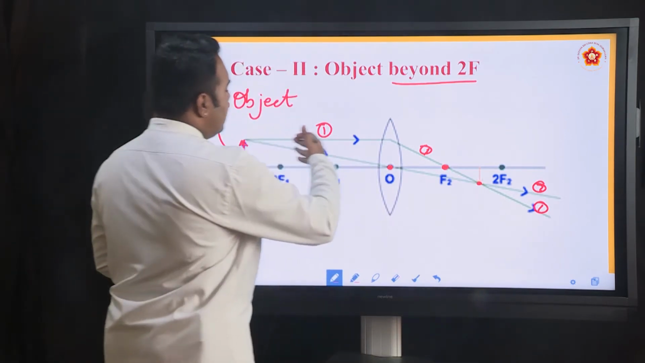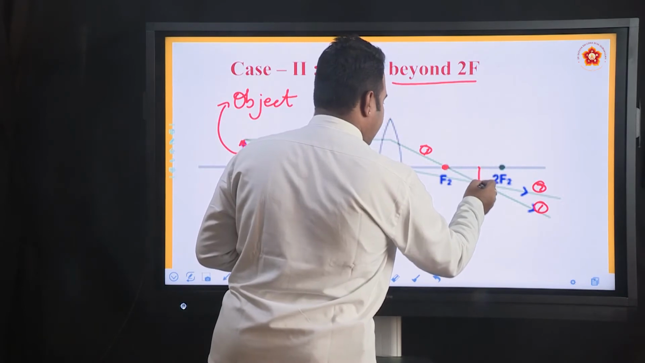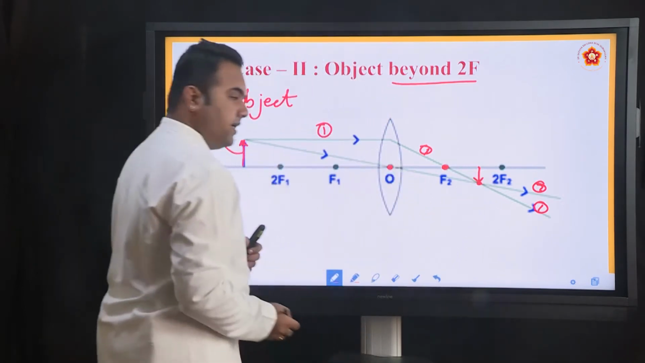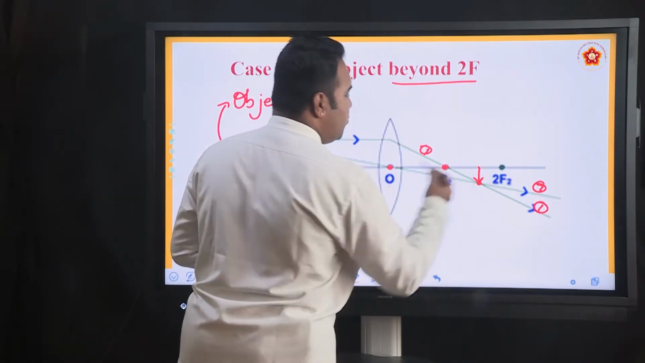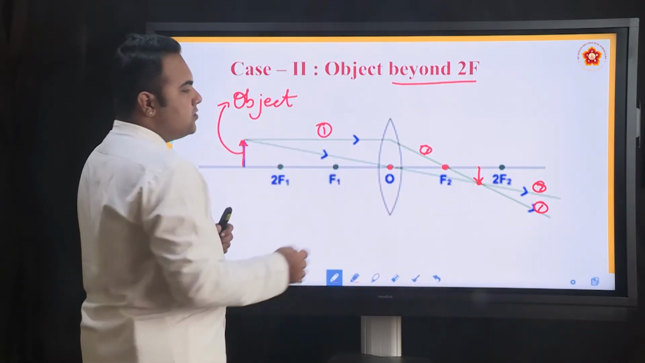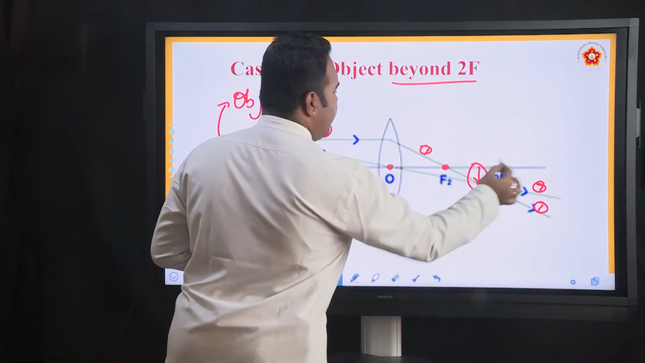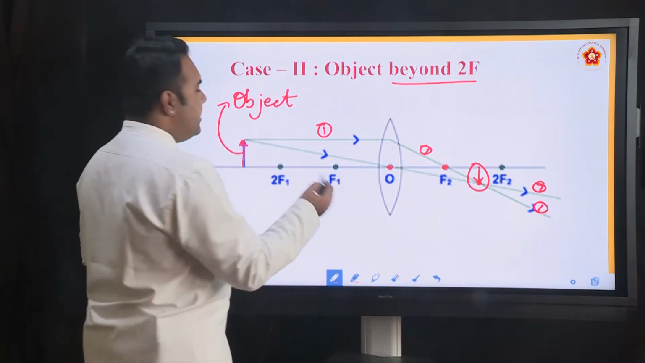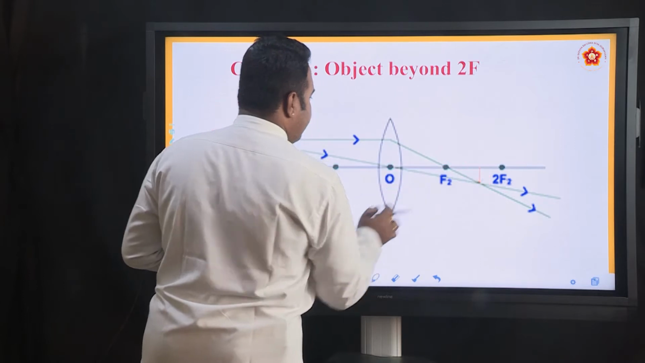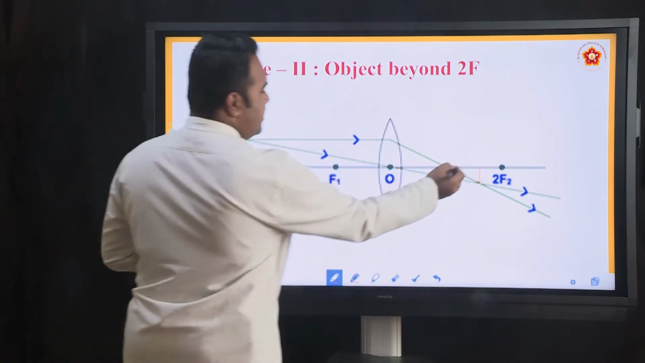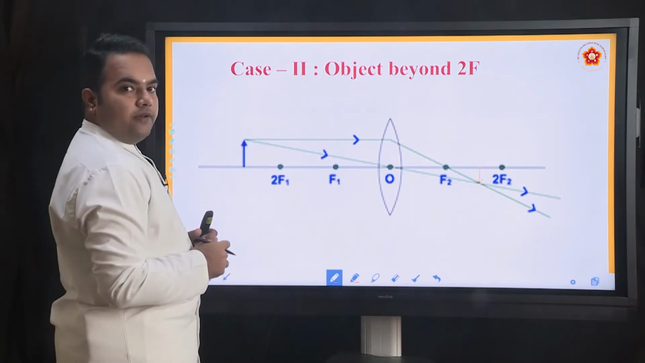Similarly, if you check all the other rays that are coming, these particular rays recreate the image on the other side, which is situated between f and 2f of the lens. So a real and inverted image is formed between f and 2f on the other side of the lens, and it is diminished. Look at the dimension of the object and the dimension of the image. It is a bit shorter than the object that we have chosen.